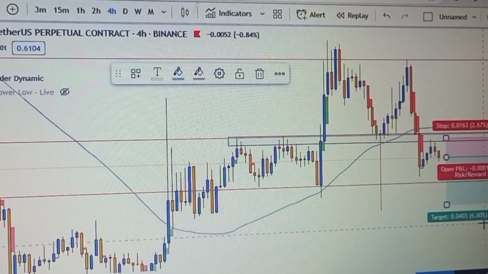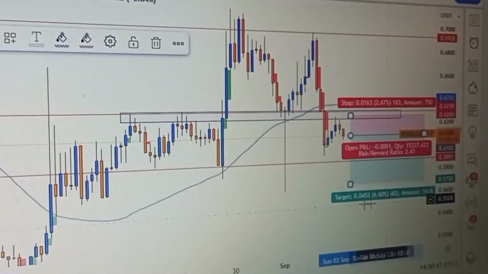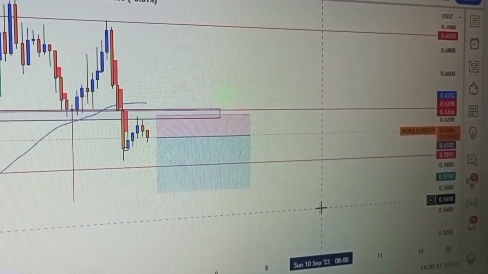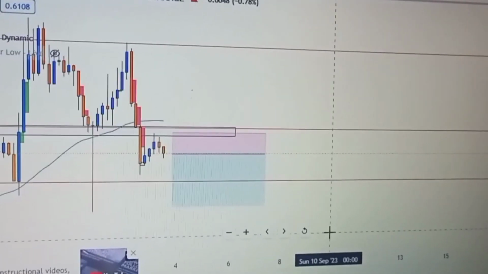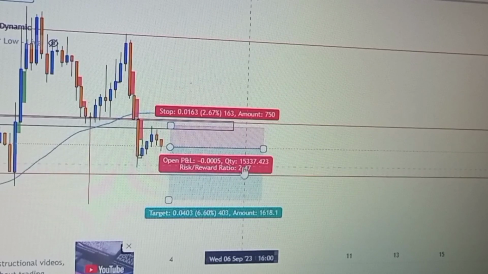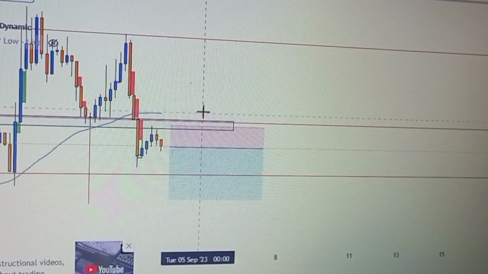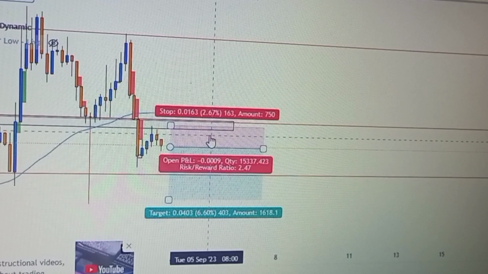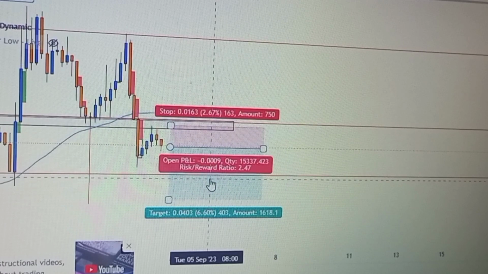And what am I gaining so far? Let me bring it this way so that you can see what you are gaining and what you are losing. So when I put this, it is a 2.47 reward ratio, and my stop loss is 2.67%. You get it? And that is 163 pips. For 2.67%, I am making 6% profit. So how then do I calculate this?